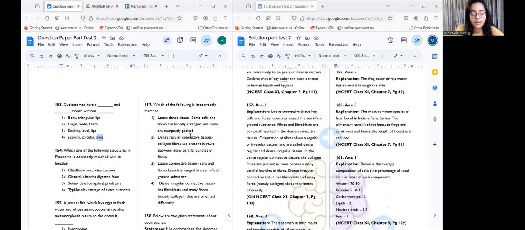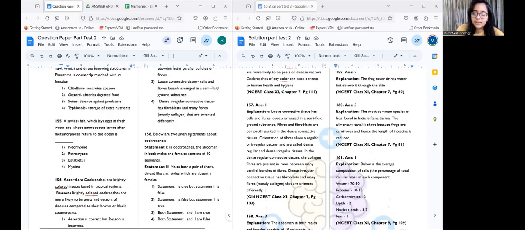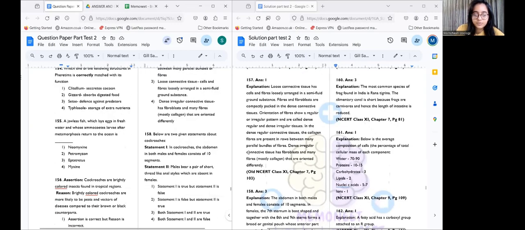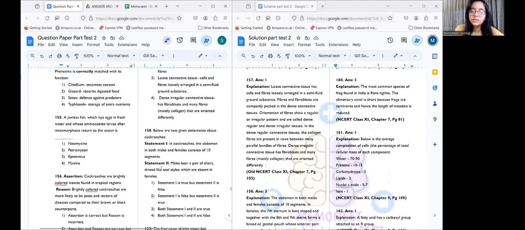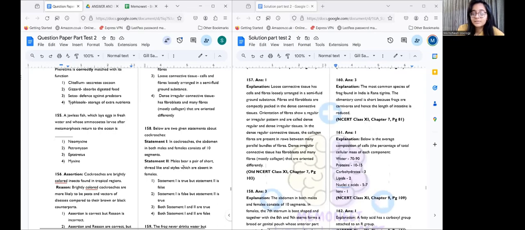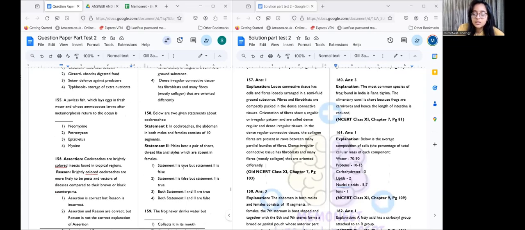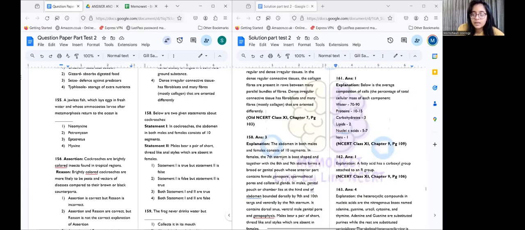Question number 158 is again about cockroaches. The answer for this is option number 3, which states both statement 1 and 2 are true. In cockroaches, the abdomen in males and females both has 10 segments, right? Now, males have thread-like anal styles. Females do not have anal styles. So the abdomen in both males and females has 10 segments, and it's about anal styles.